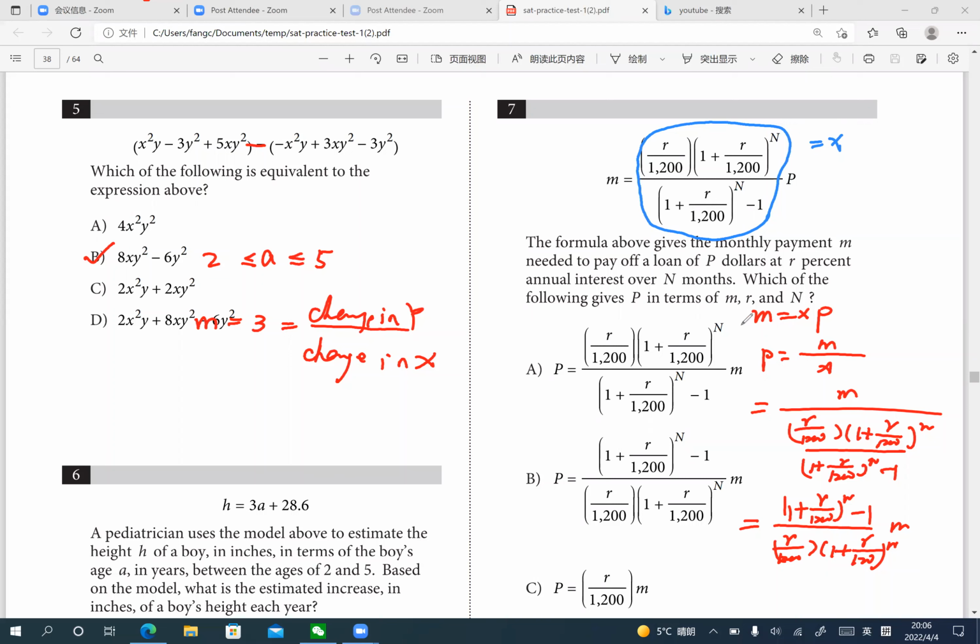So now we can rewrite the expression as M equals x times P. So P equals M over x. Then we substitute back, and it becomes this expression. Because it is equal to M divided by x, it is also equal to M multiplied by the reciprocal. So now we have the new expression. We should choose option B.